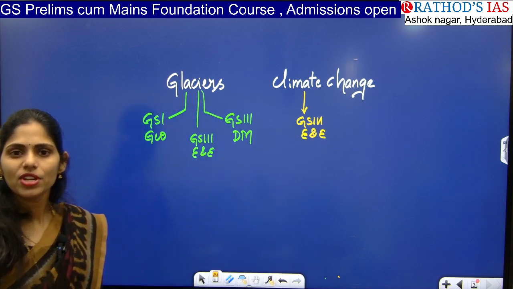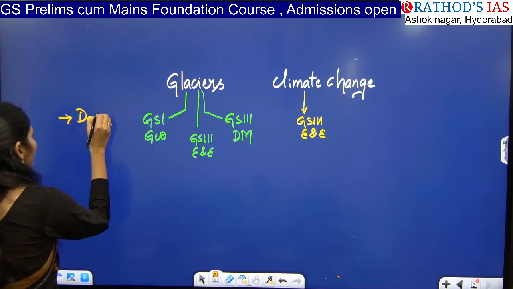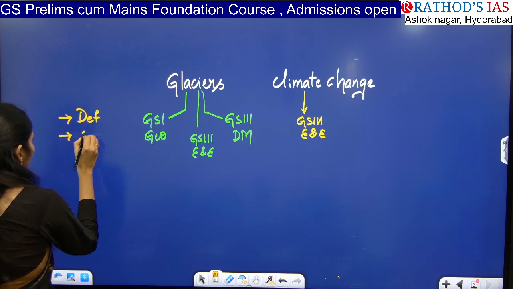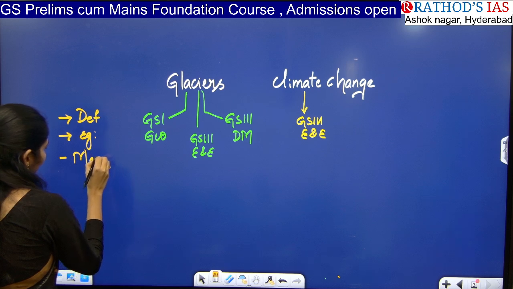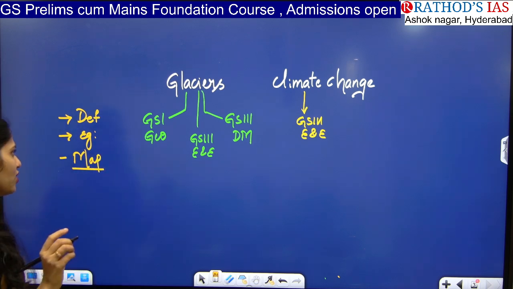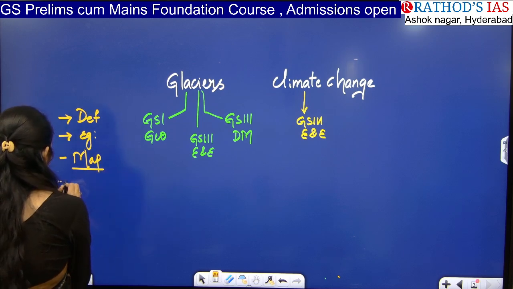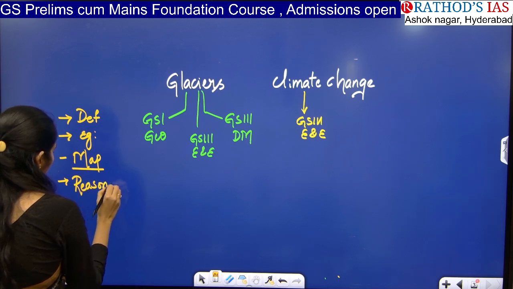So what are the dimensions that you have to see from geography? You have to see the definition of glacier, and some examples of glacier, and you have to open the map of India and point out important glaciers of our country. And you have to see what are the reasons for formation of these glaciers.